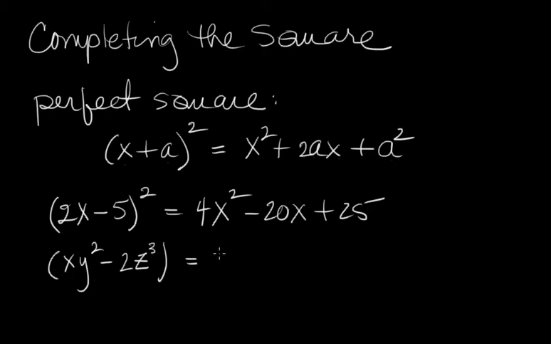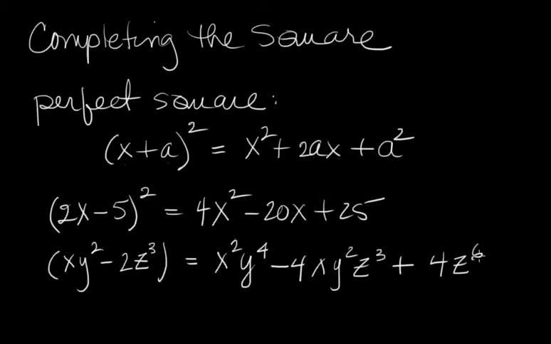Square the first. That would give us x squared y to the fourth. The product of the two is minus 2xy squared z cubed, and we just double it, so we have minus 4xy squared z cubed, plus the second one squared, 4z to the 6th. So just think that sentence in your mind: first one squared, plus twice the product of the two, plus the second one squared.